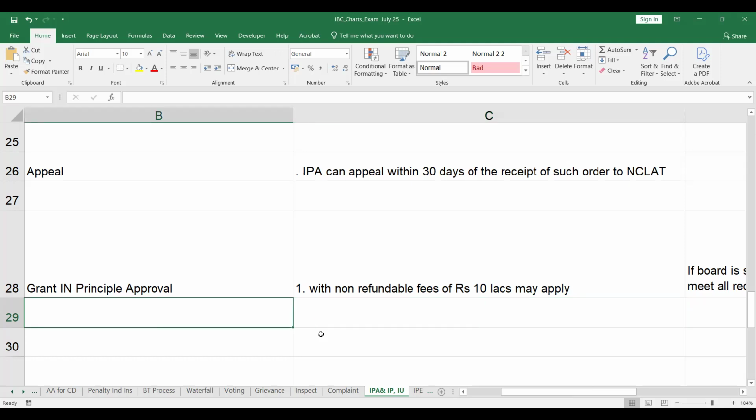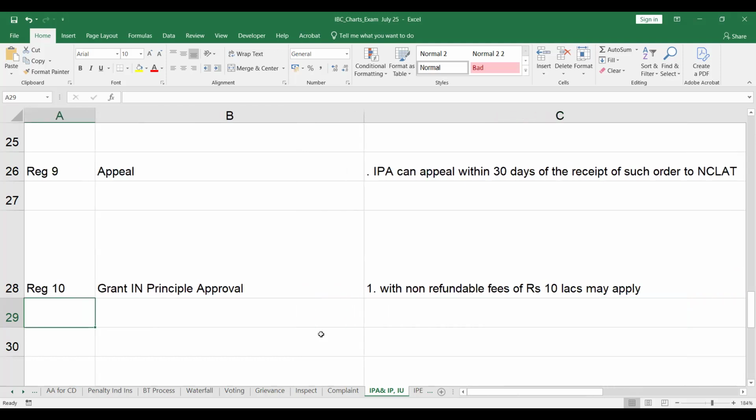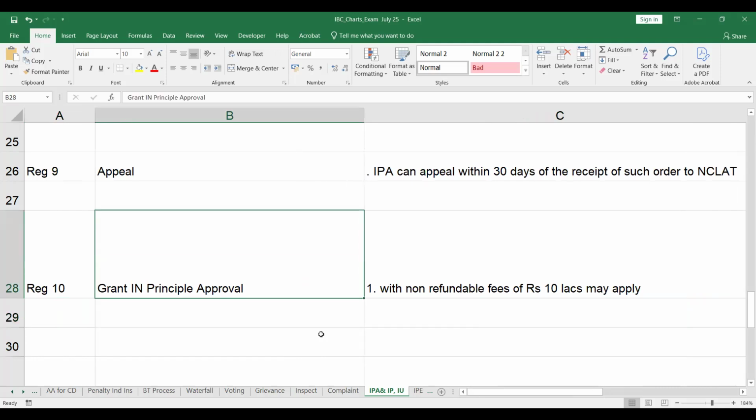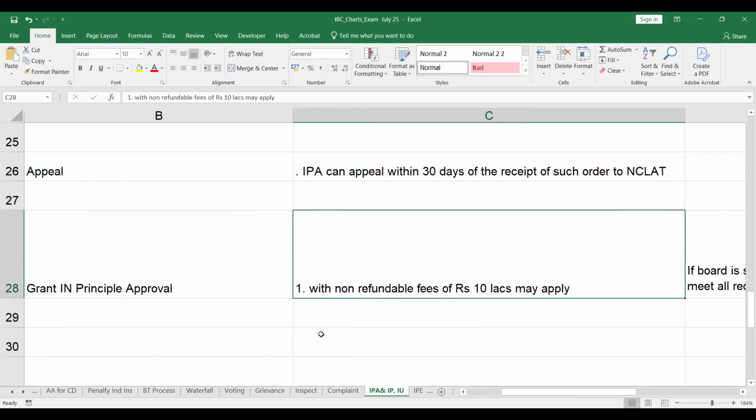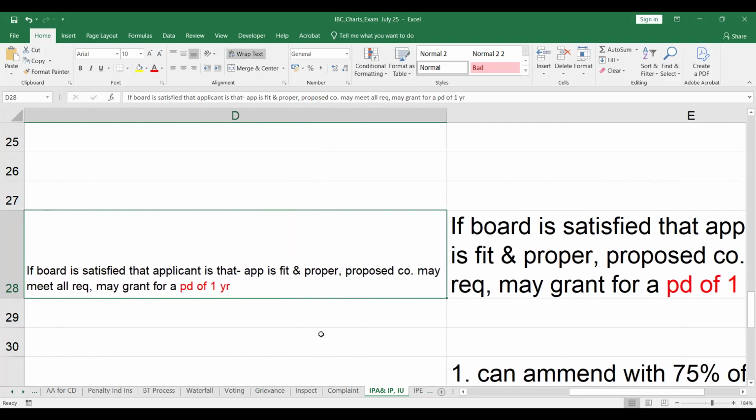Then for IPA, there is a provision for grant of in principle approval. So if an IPA wants to apply for in principle approval, they can also apply with non-refundable fees of 10 lakhs. And if the board is satisfied that the applicant is fit and proper, and the proposed company may meet all requirements, they may grant the in principle approval for a period of 1 year.